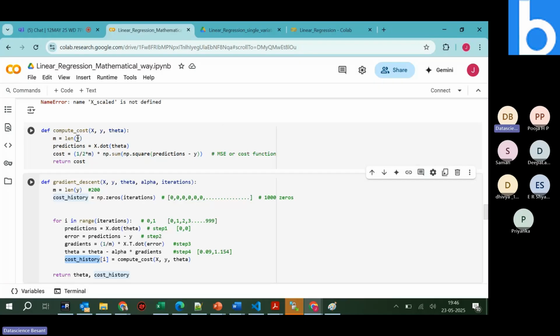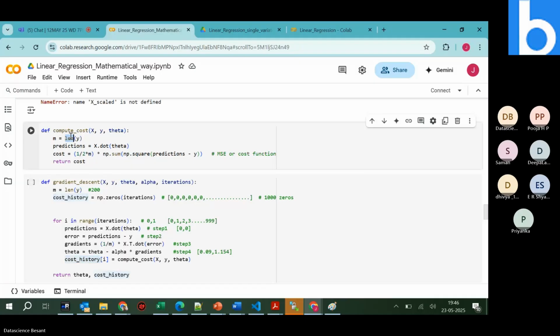m is equal to len of y. Predictions is equal to x dot theta. We discussed yesterday the cost function: 1 over 2m into y minus y cap the whole square. Whatever I'm telling in the theoretical way is also represented in a programmatic way. The whole square we write is np square. We do the summation from i is equal to 1 to m, so that's why np dot sum.